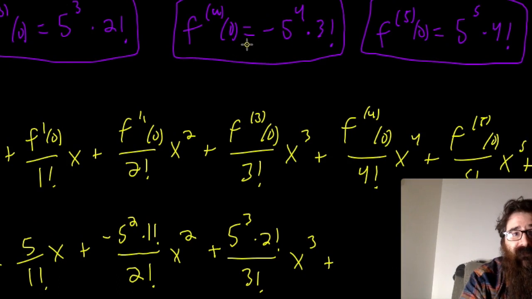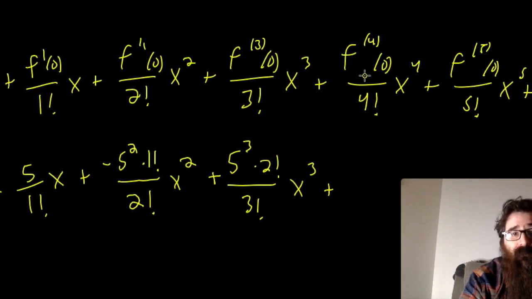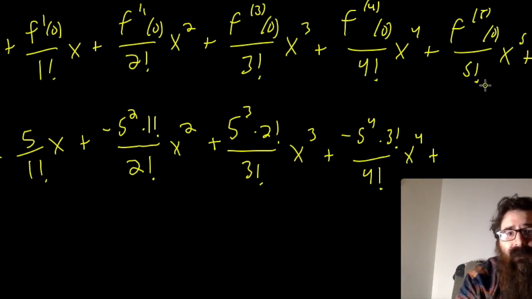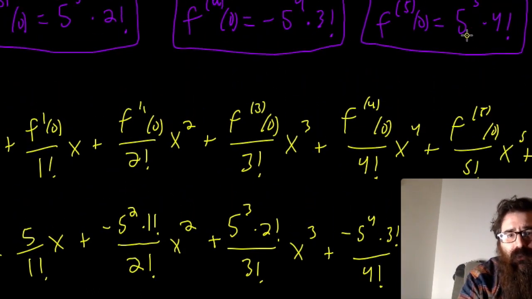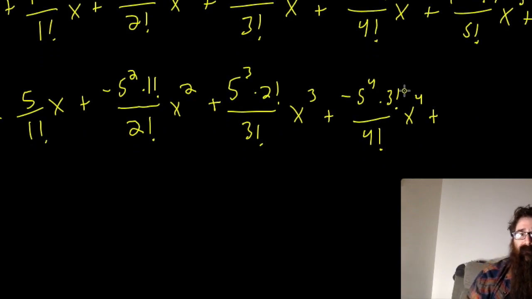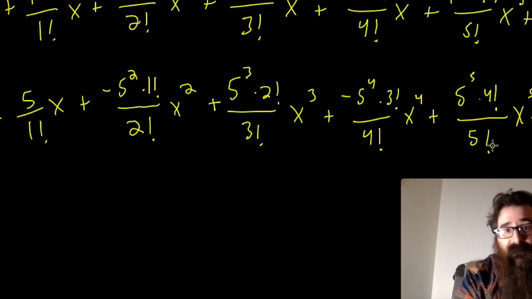But I have to remember, divide by 3 factorial, multiply by x cubed. My fourth order derivative at 0 was negative 5 to the fourth times 3 factorial. So that's on top, negative 5 to the fourth times 3 factorial. But I have to remember to divide by 4 factorial and multiply by x to the fourth. And then lastly, we went up to the fifth order derivative at 0. That's 5 to the fifth times 4 factorial. That goes in the numerator. 5 to the fifth times 4 factorial. But I have to remember to divide by 5 factorial and multiply by x to the fifth. And this would continue on and on and on. Right? I'm the reason why it stopped.